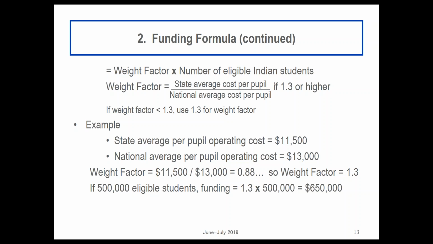And so in the example, the state average per pupil operating cost is $11,500. The national average per pupil operating cost is $13,000. So you're going to take the $11,000 over the $13,000, and it's going to give you a 0.88. So as we discussed earlier, if it's less than 1.3, then we're going to use the 1.3 as the weight factor. And in this example, it's a 0.88, so we'll use the 1.3. So if there were 500 eligible students, the funding will equal 1.3 times 500,000. It'll give you 650.